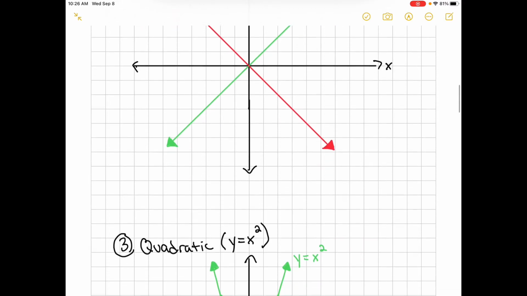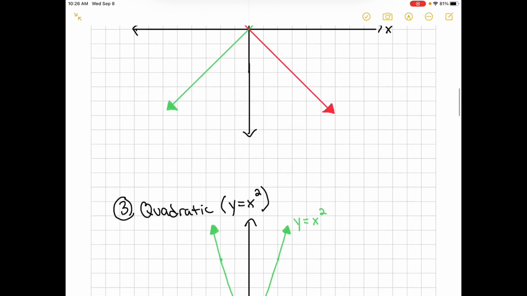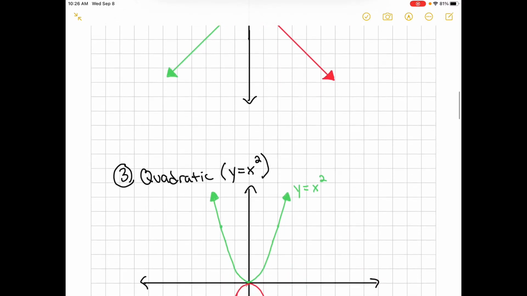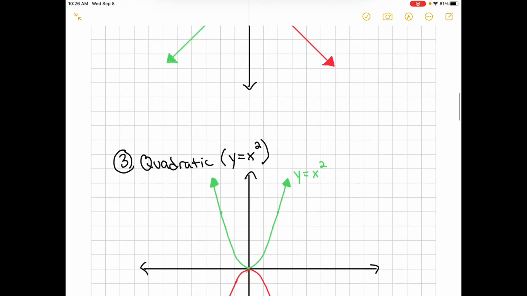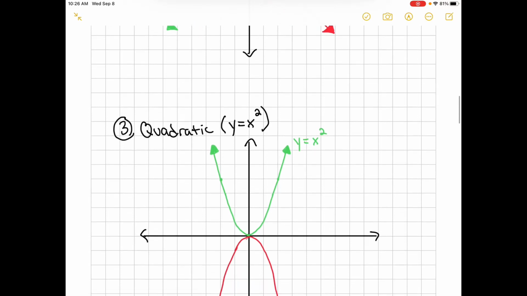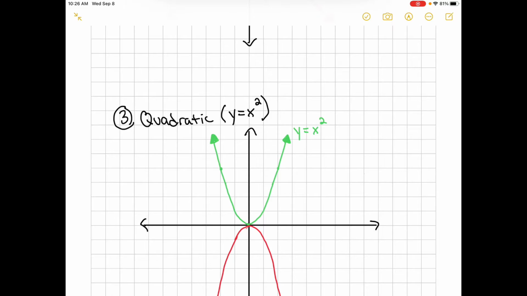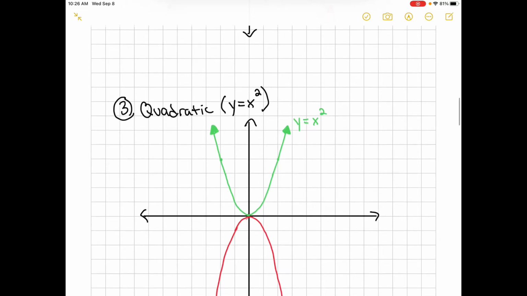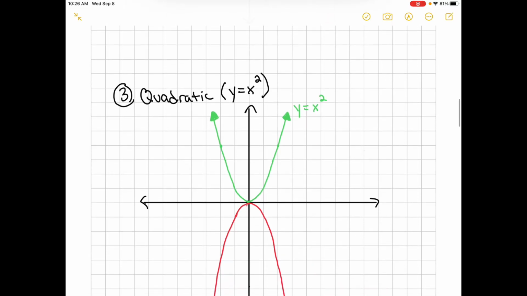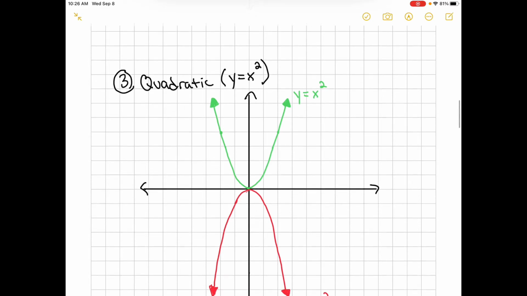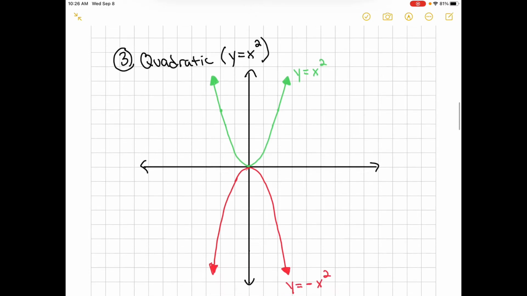And then the third one is your quadratic function. That's when you have your highest exponent of x is 2. And y equals x squared, the green one, that's opening up. And y equals -x squared, the red one, it's opening down.